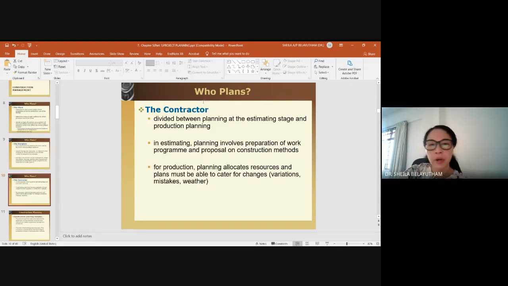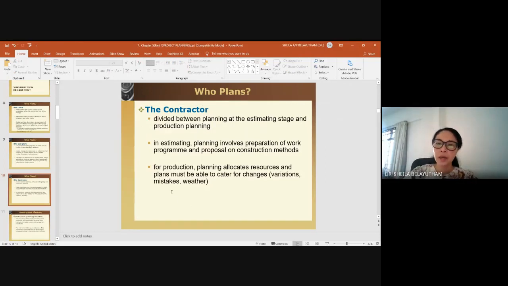The contractor's planning is divided between planning at the estimation stage and production planning. Planning at the estimation stage is basically for contractors who tender for the project. Once the designer has come up with specification and tender document, you have contractors coming in. There will be many contractors who want to tender for the project, so that will be the tendering contractor. That will be planning at the estimation stage. You need this so that the cost estimation with the relevant duration is realistic enough for the project to be conducted. And another one is the production planning stage.